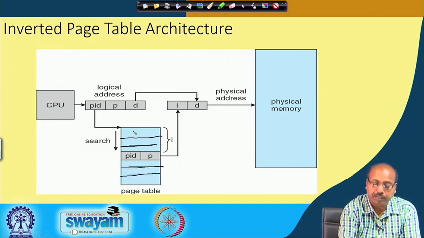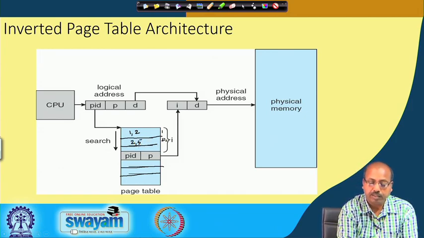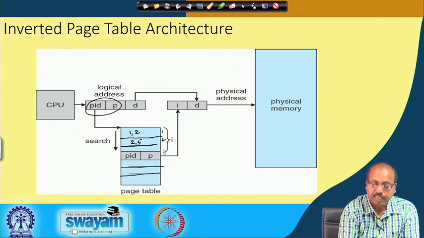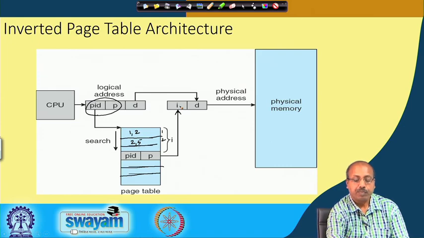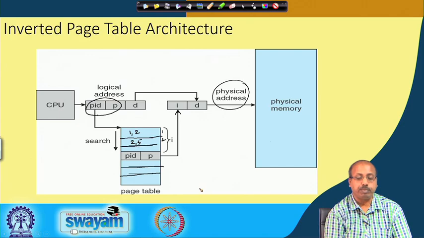So, if frame 1 has the information for process 1 page number 2, and frame 2 has information about, say, process 2 page number 5, like that it is going. If I find a match of this PID P combination at index I, that means the corresponding frame number is I. So, this I is taken here and we get the physical frame number I, and this displacement comes and that gives me the physical address. So, that is how this inverted page table works.